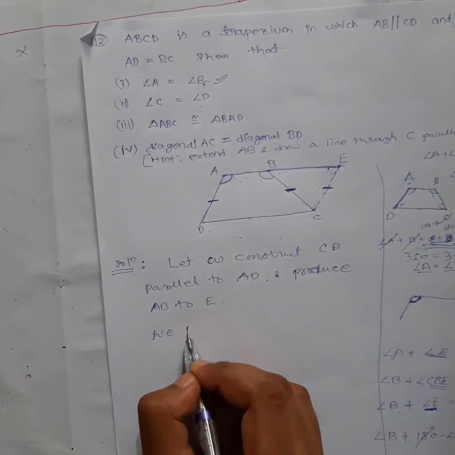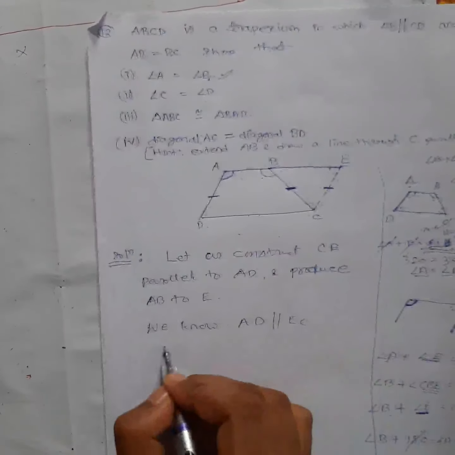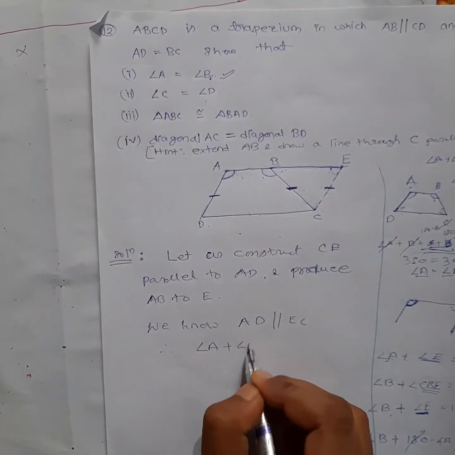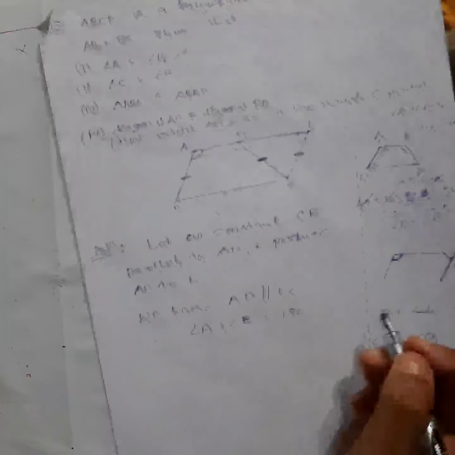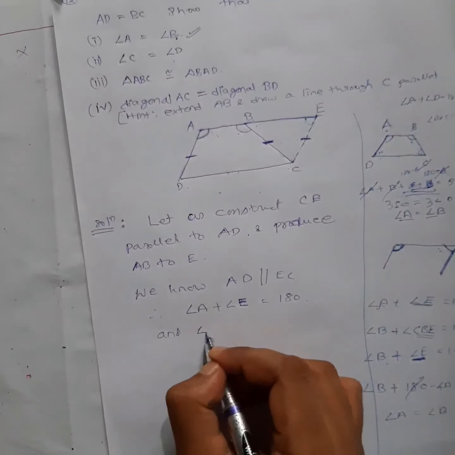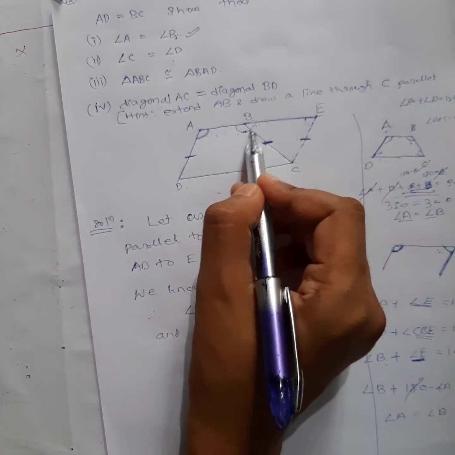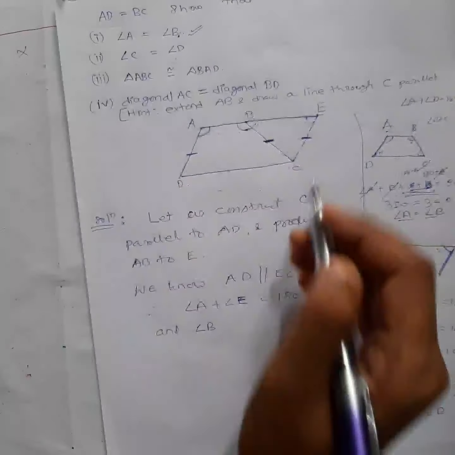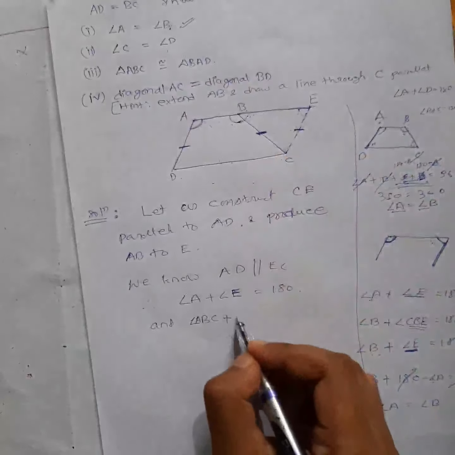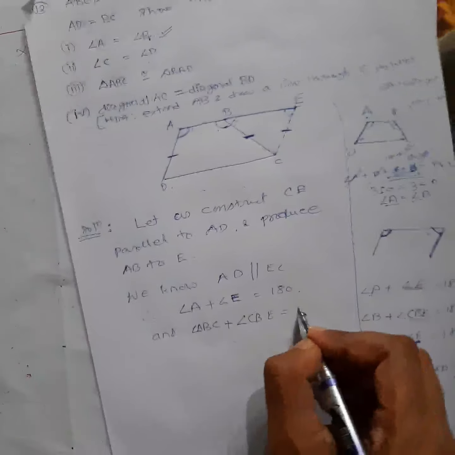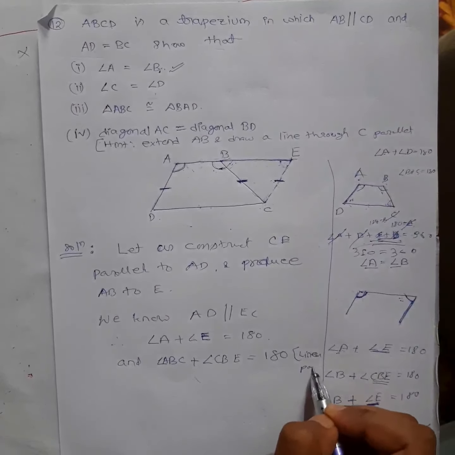We know AD parallel to EC, therefore can I write angle A plus angle E is equal to 180 degree, right? And angle B, don't write angle B, okay, because if you write it here you will be confused which angle it is. So better write down angle ABC plus angle CBE is equal to how much? 180 degree. Why? Linear pair, you can write linear pair.